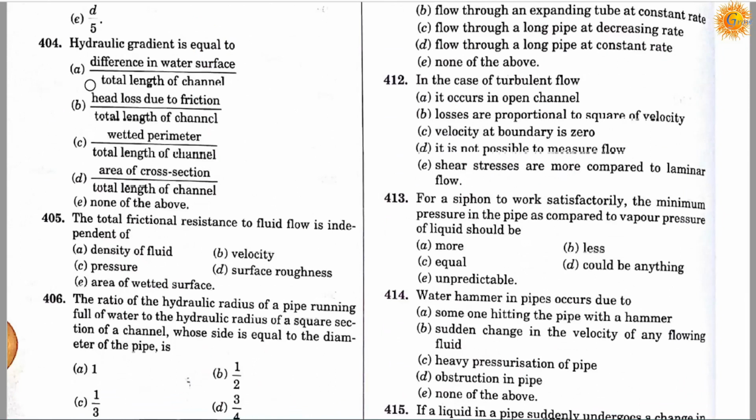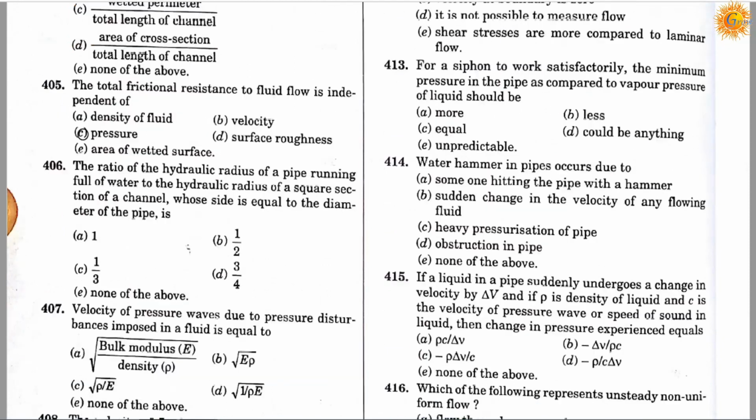Question number 404. Hydraulic gradient is equal to: option A, difference in water surface upon total length of channel; option B, head loss due to friction upon total length of channel; option C, wetted perimeter upon total length of channel; option D, area of cross section upon total length of channel; option E, none of the above. So the correct answer is B, it will be head loss due to friction upon total length of channel.